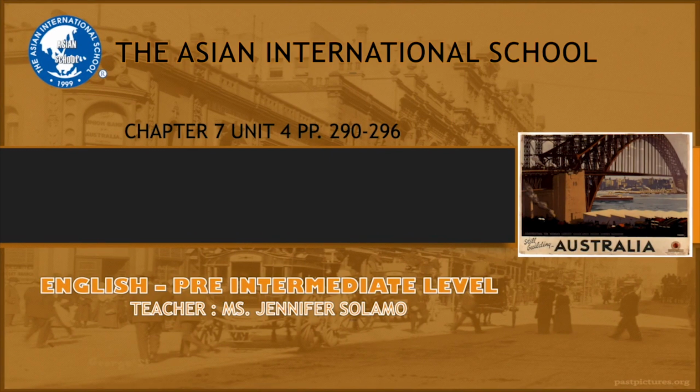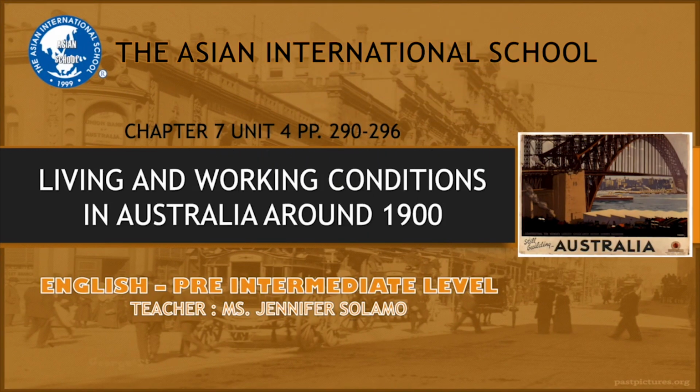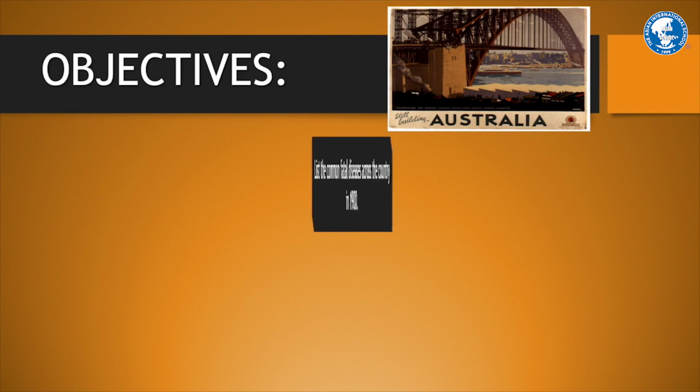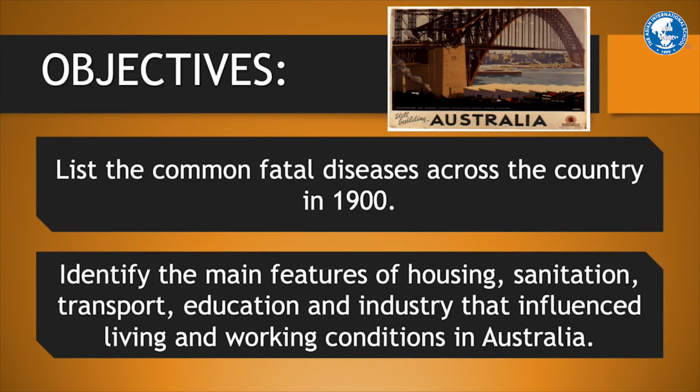Today we're going to discuss Chapter 7, Unit 4, Living and Working Conditions in Australia around the 1900s. You can check them in your book on pages 290 to 296. At the end of this lesson, you will be able to list the common fatal diseases across the country in 1900 and identify the main features of housing, sanitation, transport, education, and industry that influence living and working conditions in Australia.